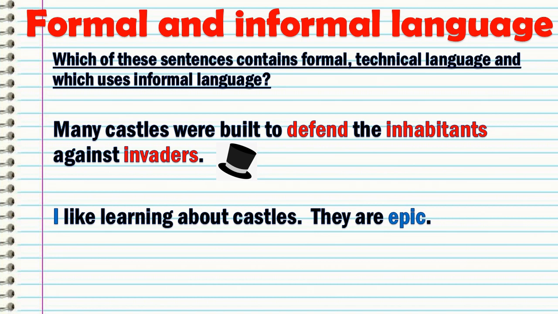The second sentence, or it's two sentences, I like learning about castles. They are epic. So epic is a bit like our words in the last example, like awesome and cool. They're sort of words you use if you're chatting to your friends. We also don't write in the first person if we're writing reports. So we're not going to say, I like learning about castles, or I'm going to tell you something about castles. We won't use words like I, me, or my. We'll be talking in the third person. We'll talk a bit more about that another day.